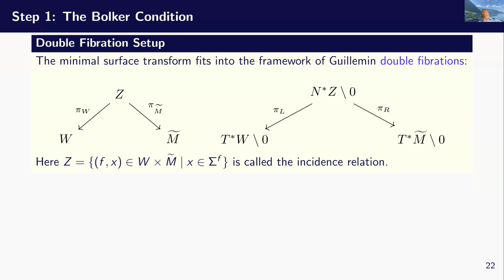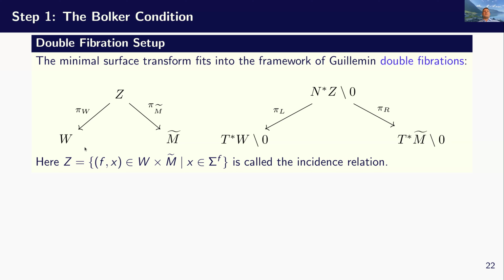So what is that? First of all, formally, the minimal surface transformation fits into the framework of Guillemin's double fibrations. So what is that? It's this left picture here. We have the data space, it's this W, that is the boundary values for the minimal surface equation. And then we consider this space Z, which consists of points of the following form. You have f in the boundary values, and then you have x on the manifold itself. And the condition is that x must belong to the minimal surface determined by the Dirichlet data f. Sometimes this is called the incidence relation.